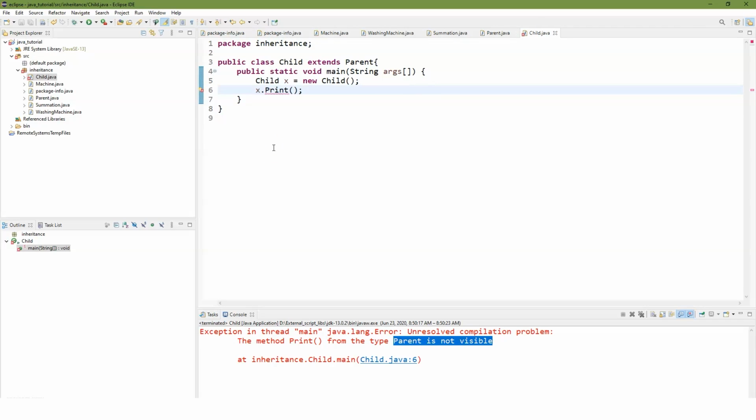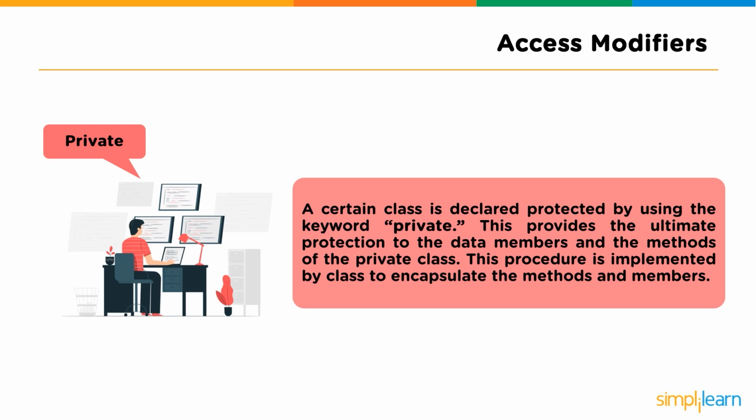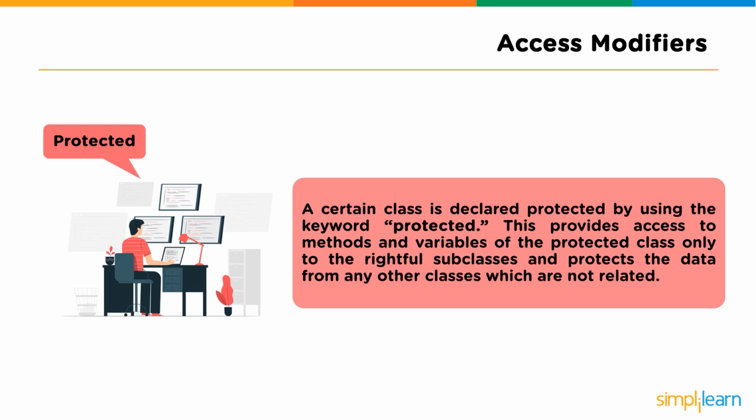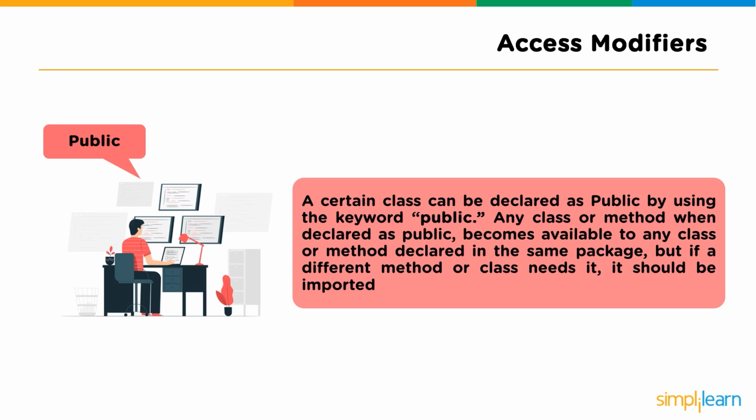That means it's something that you don't want to inherit and cascade down, because maybe it is a piece of code that is going to be changed, and so you don't want all the children to crash every time you make a change to it. So with private, this provides the ultimate protection to the data members and the methods of the private class. This procedure is implemented by class to encapsulate the methods and members. So very important. We have private, and we have protected, and we have public.